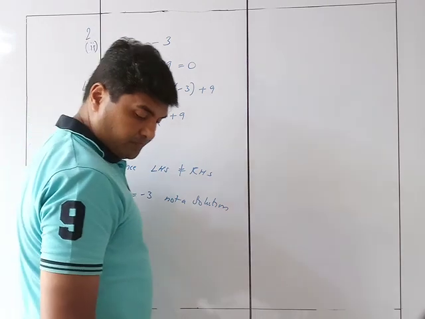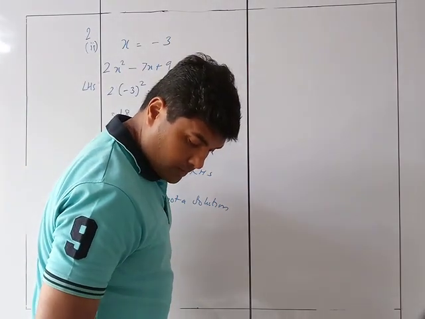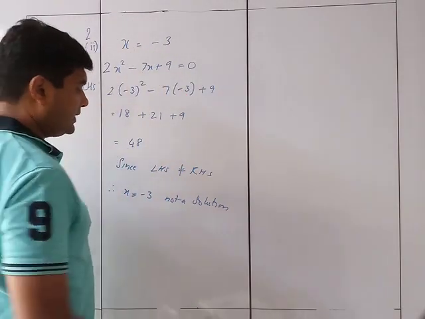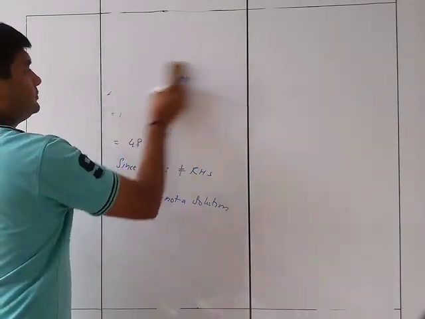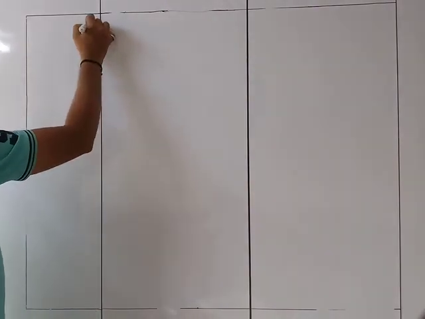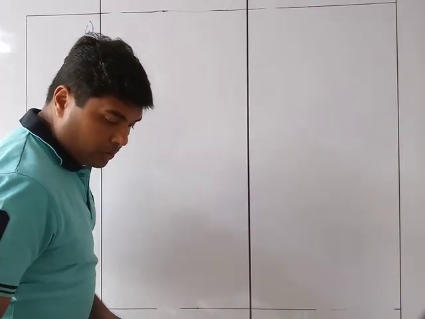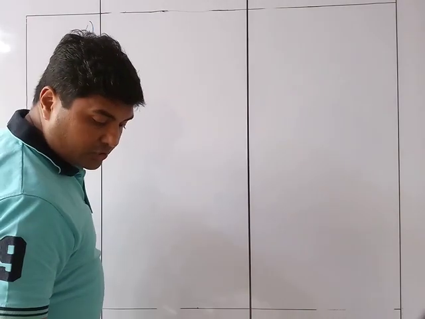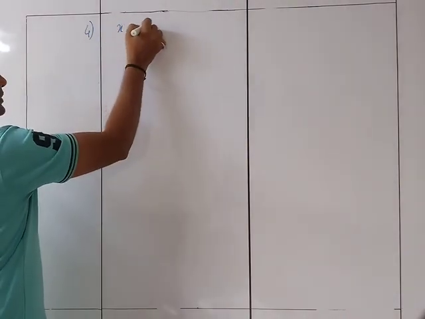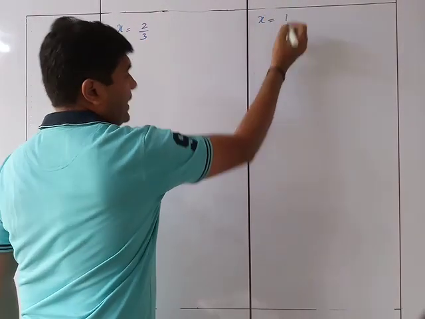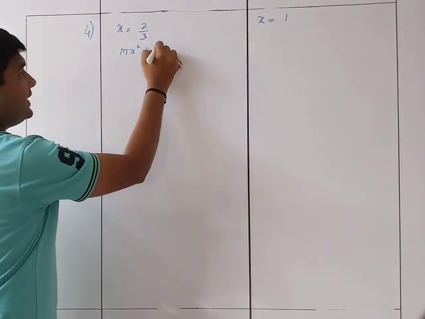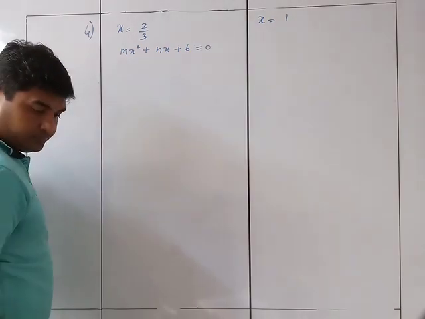We'll take question number 4 now. They are given that 2 upon 3 and 1 are the solutions to the equation. So they have given you the solutions of the equation. So first, x is equal to 2 upon 3 and second, x is equal to 1. These are the two solutions they have given for mx square plus nx plus 6 is equal to 0.